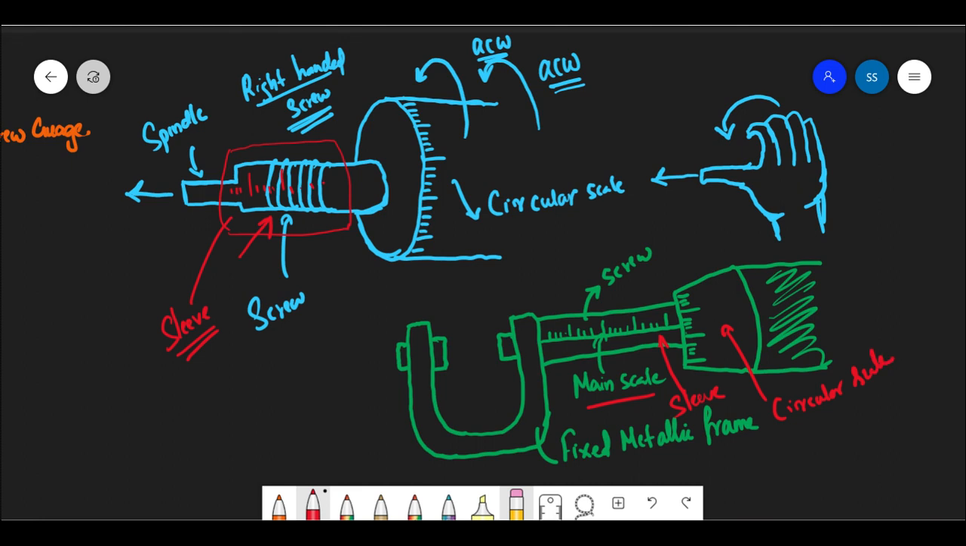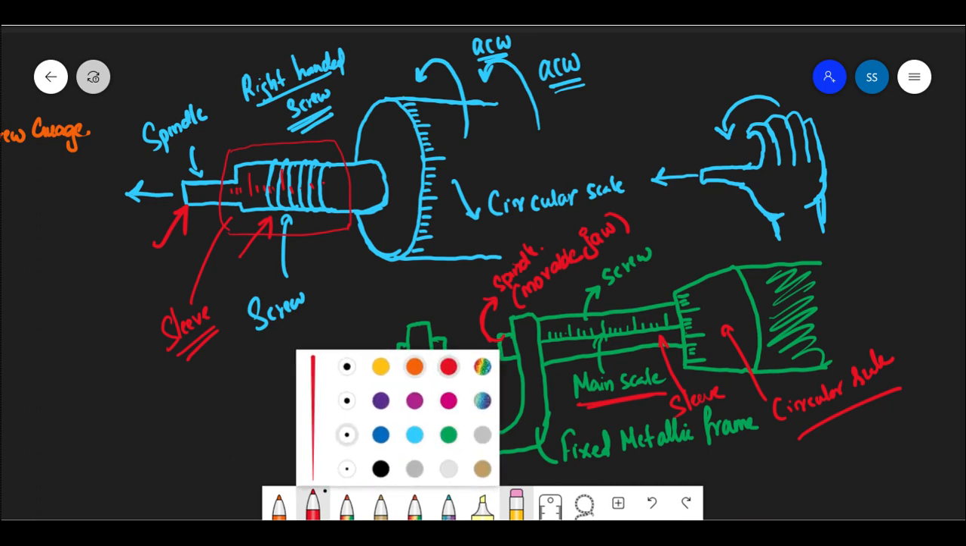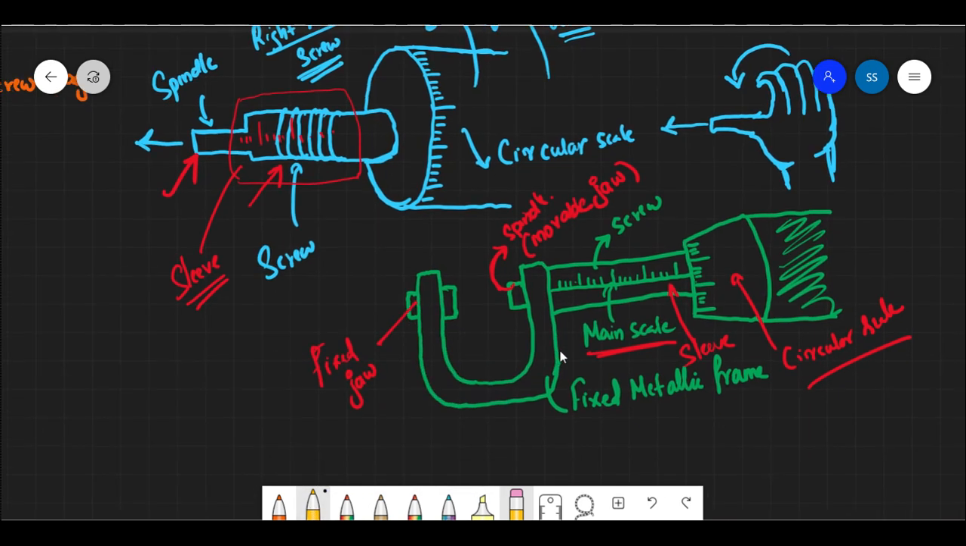That's the circular scale. And this is a fixed jaw. And this part which you can see is the spindle which you have seen here. This spindle and that spindle are the same. So this is a spindle, and this is a movable jaw. So that's it. This is a circular scale, this is the main scale. So we have almost all the components required for understanding the screw gauge. So let's start the discussion.